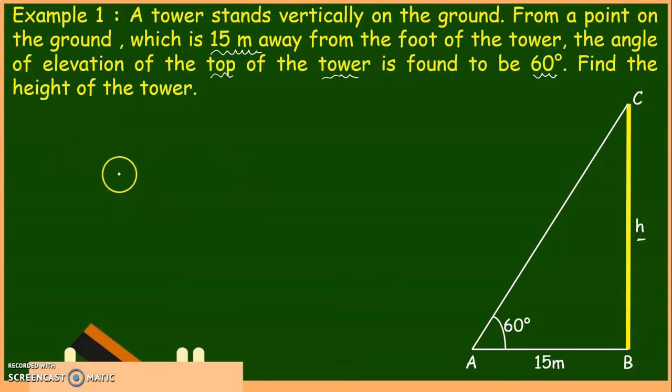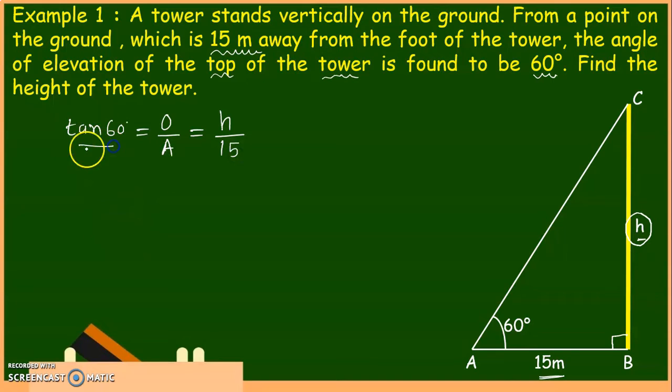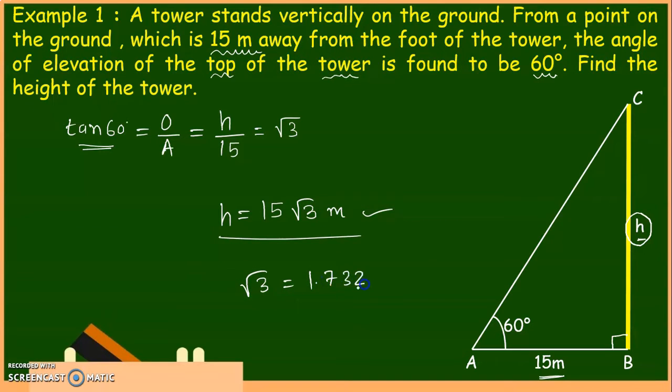So here in this triangle ABC, right angle at B, we know the adjacent side, that is 15 meters, and we want the opposite side of the 60 degree angle. So we can use the formula of tan 60 degrees. The formula for tan is opposite side divided by adjacent side. Here the opposite side is h and the adjacent side is 15 meters. We know the value of tan 60 is root 3. So we get h equal to 15 multiplied by root 3 meters. This is our answer. If you want to simplify it further, you can take the value of root 3 equal to 1.732. So, very easy question.